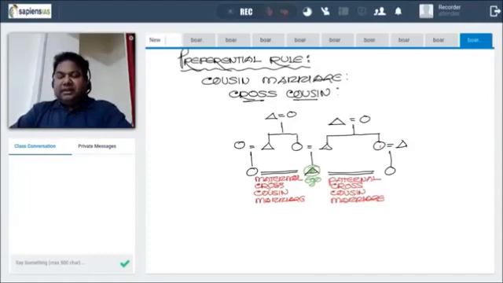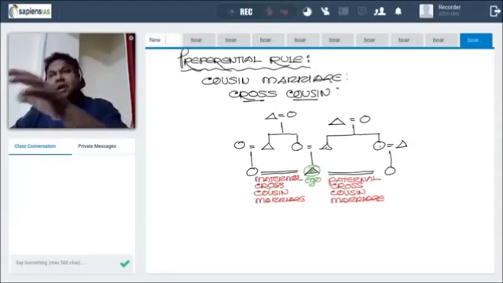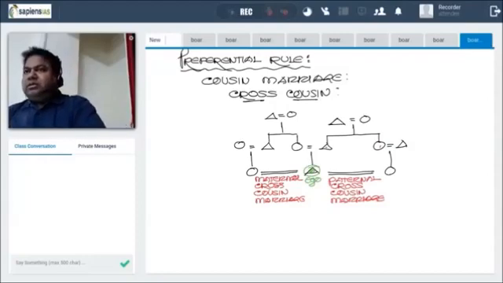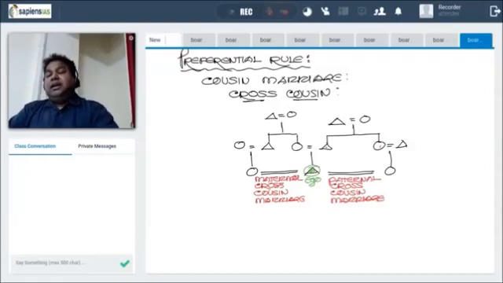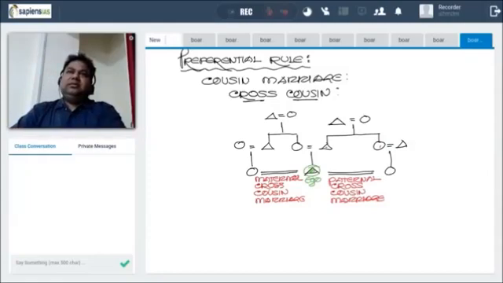Second, this form of marriage reduces incidences of divorce. The divorce rate is lower. How? See, both brides and grooms know each other from childhood days. Their families also know each other for a long time. So, if there is any maladjustment after marriage, it can be easily sorted out. And that leads to a low rate of divorce in this marriage.